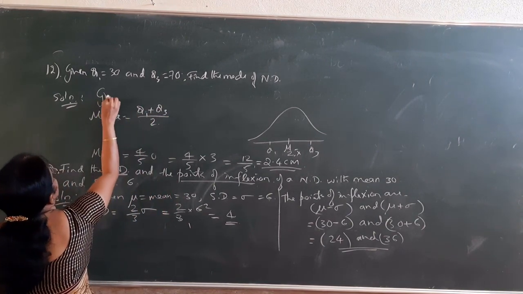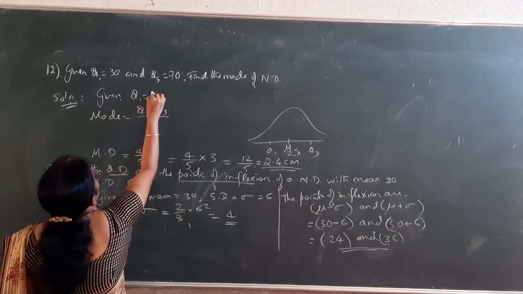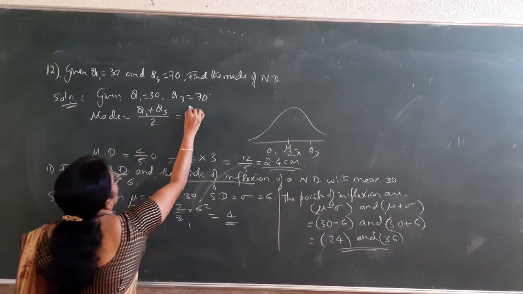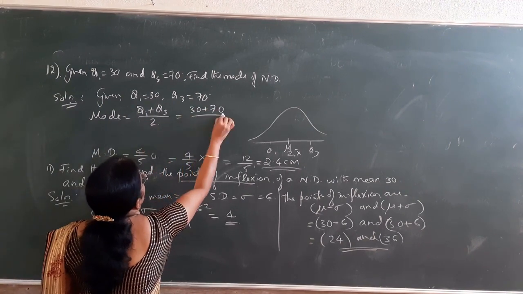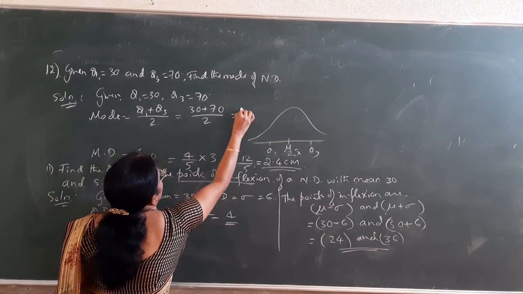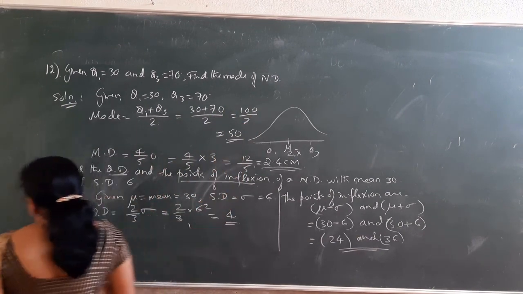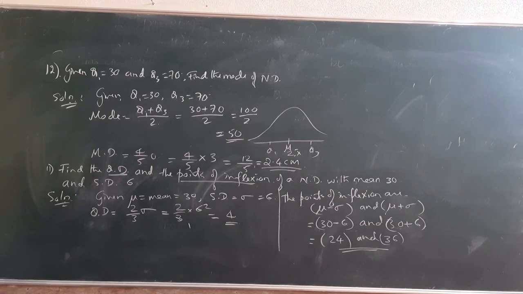Now, what is given? First write given factors. Q1 equal to 30 and Q3 equal to 70. Therefore, mode is 30 plus 70 divided by 2, that is 100 by 2, which is equal to 50, right? Which is equal to 50.